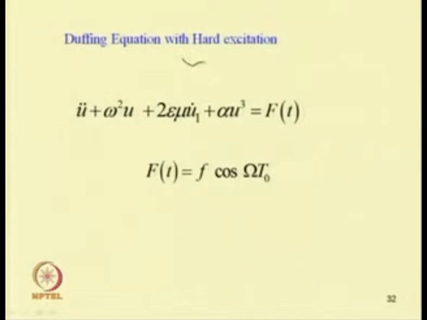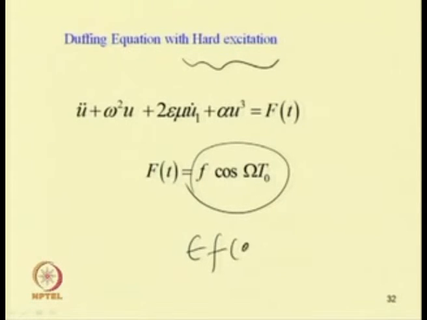So, when the equation has hard excitation, that means when we cannot write the forcing term as epsilon f cos omega t in the equation of motion. Here we are not using this epsilon. In the previous case we had written it as epsilon f cos omega t, but in this case, as this term is no longer small, we cannot use epsilon, and so this equation can be written as f cos omega t 0.